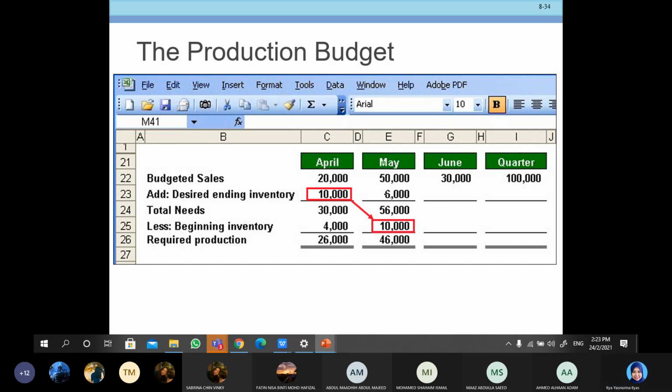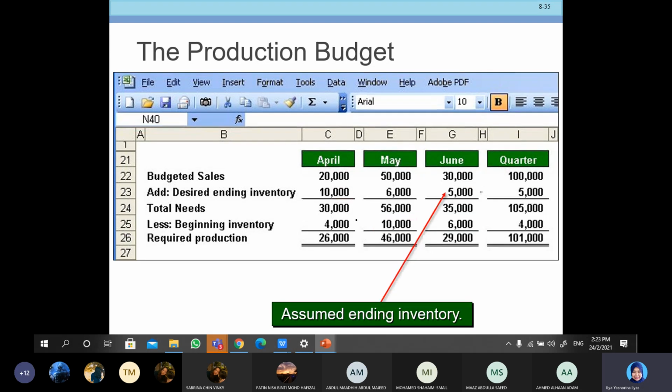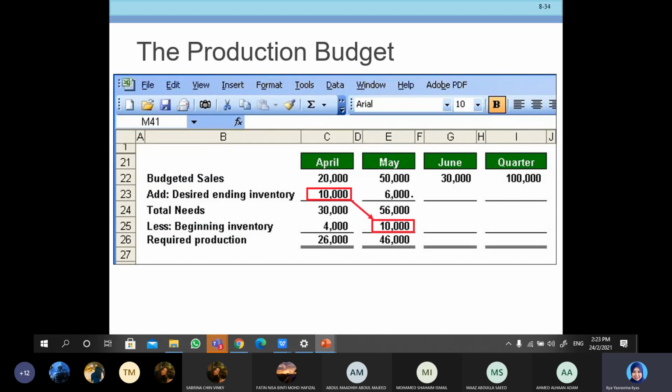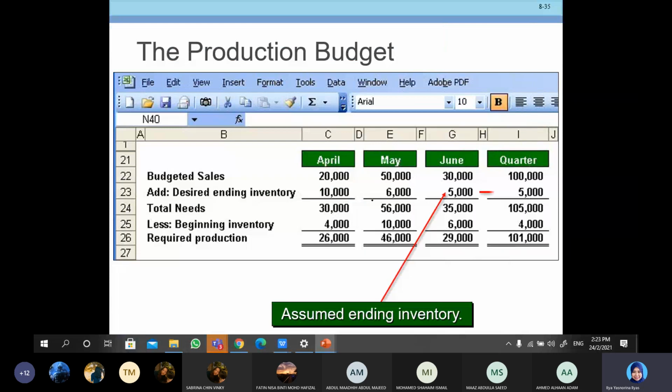Anyone know how we get this 6,000? I just want to know whether you understand. Okay, 30,000 times 20. Yes, correct. Very good. So 20% from 30,000, you will get 6,000. So this 6,000 will be brought down here as the beginning inventory. Okay. So we'll bring down here 6,000.